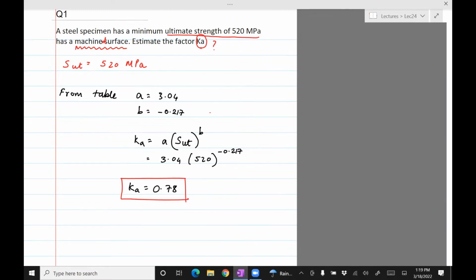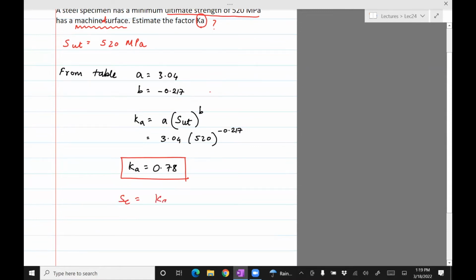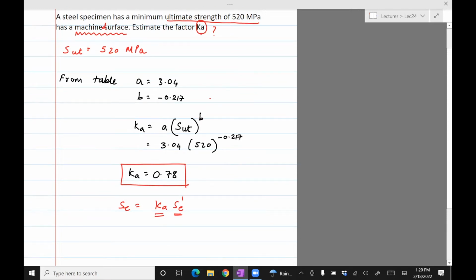Yeah. So remember that SE is Ka times SE prime, and so whatever you have for SE prime, that is the test specimen. Because this is a machined surface and the surface finishing is different from the test specimen, you will see that Ka is decreasing SE by a factor of 0.78, which is not good because now your strength has decreased because of this particular finish.